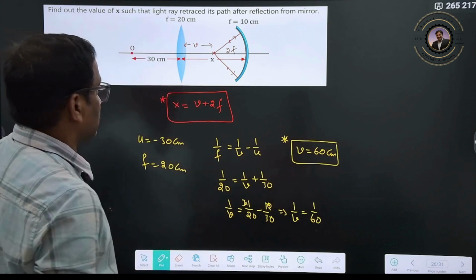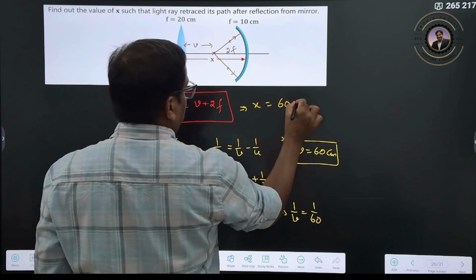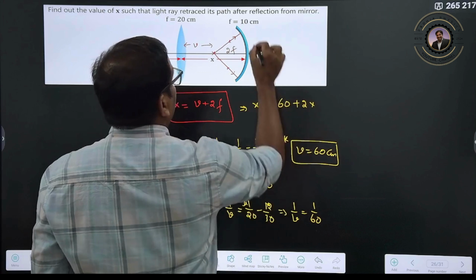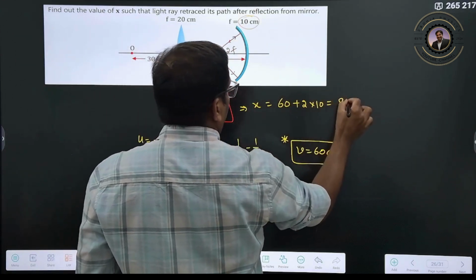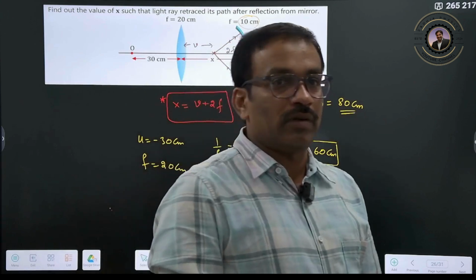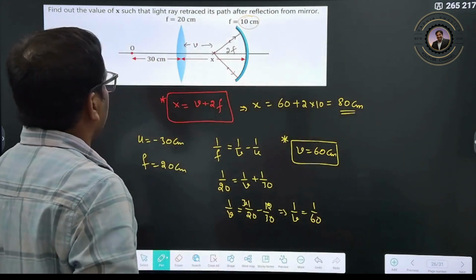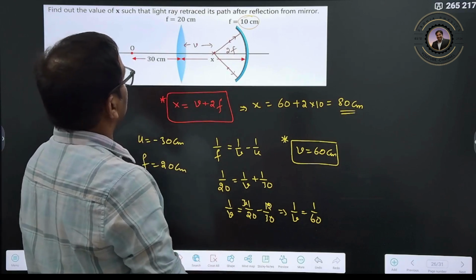Clear? So plus 60. Therefore x is equal to 60 plus 2 into f. f is how much? 10. Therefore 20, therefore 80 centimeter. Clear? So this should be your distance x between the lens and the mirror.